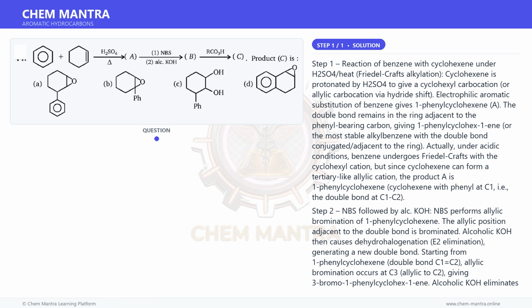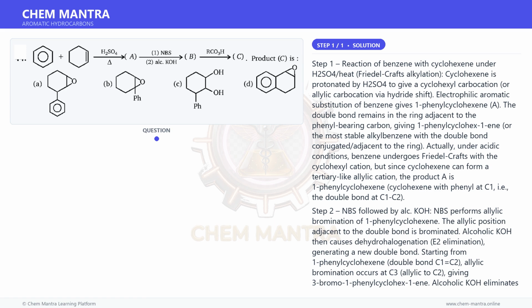Step 3. RCO3H, peracid, epoxidation. A peracid converts the double bond in B to an epoxide via syn addition, a concerted mechanism, giving the corresponding epoxide C. The double bond in 1-phenylcyclohex-2-ene, B, is epoxidized to give 1-phenyl-2,3-epoxycyclohexane. This matches option B. A cyclohexane ring bearing a Ph group at C1 and an epoxide at C2, C3.